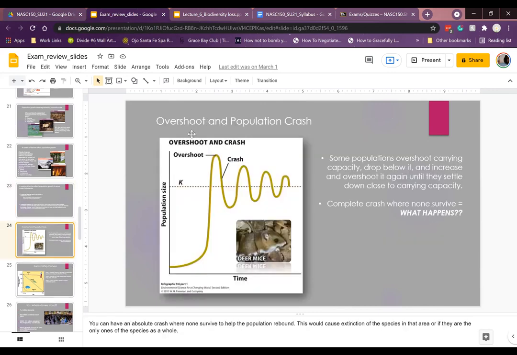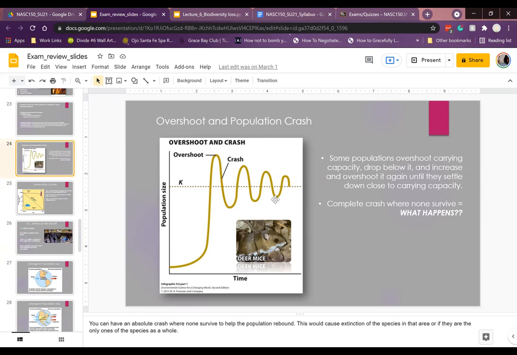And then we talked about this issue of overshooting and crashing. We talked about it with a pretty cool example, at least in my opinion, of the reindeer on St. Matthew's Island. But R-selected species can pretty easily, with their rapid growth, overshoot their carrying capacity, run out of resources, crash in population, and then rebound relatively rapidly. So we see this relatively commonly with our R-selected species. Overshooting and crashing is pretty common for R-selected species, not very common for K-selected species.